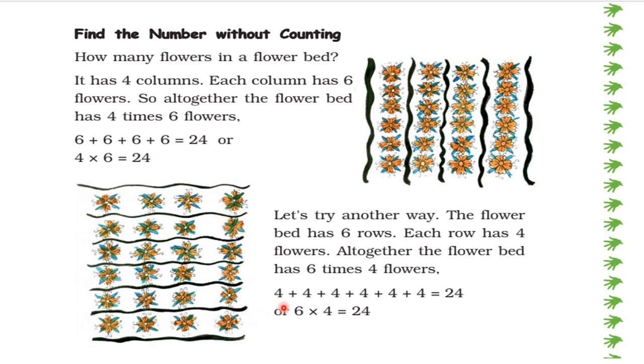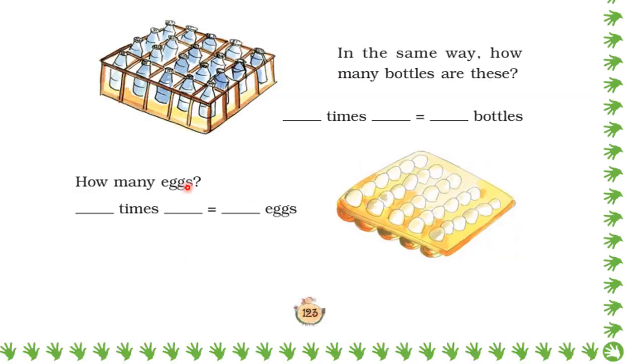6 rows are there. So, 4 plus 4 plus 4 plus 4 plus 4 plus 4 is equal to 24. How many times are we writing 4? 6 times. The same number we are writing. Addition. Okay. So repeated addition is multiplication. So 6 times 4 is equal to 24. 6 multiplied by 4 is equal to 24. Now in the same way which we have learned, let's apply it here. In the same way, how many bottles are these?